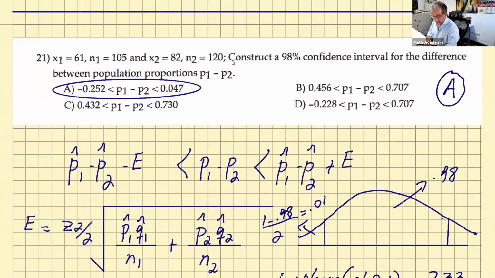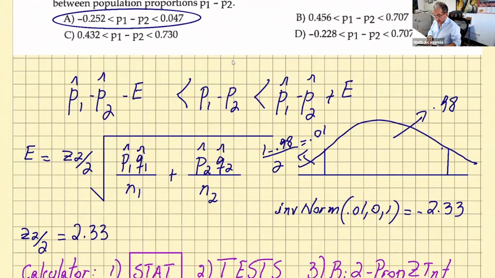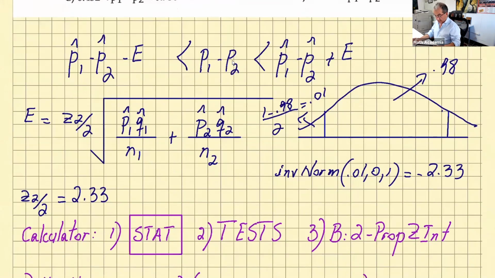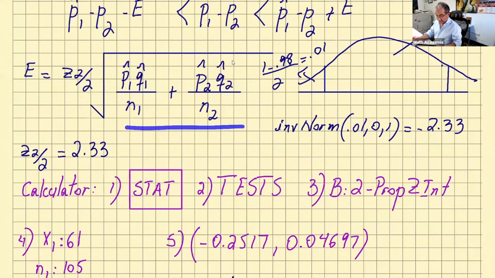Same problem here, number 21. x1 is given, n1 is given, x2 is given, and n2 is given. We want a 98% confidence level. This is exactly like the last problem. However, the confidence level is 98%, which is not a common one, so you have to find the critical value. Find this area: (1 minus 0.98) divided by 2 is 0.01. Inverse norm of 0.01, so you get negative 2.33, and you can find the margin of error.